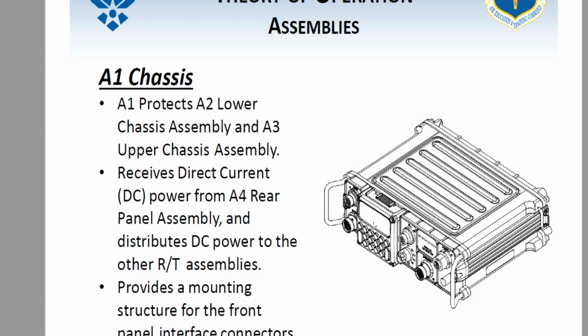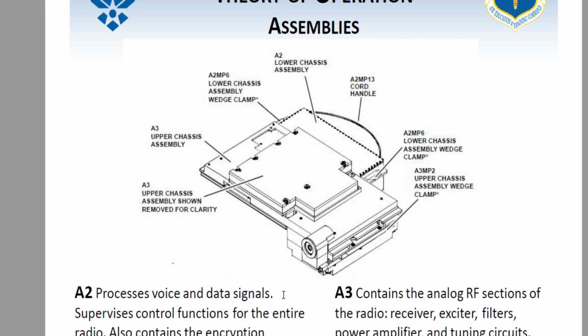Does anybody know what another name for the A5 KDU is? You do not. Anybody else? No? So it's the MMI. The MMI is another name for a man-machine interface. Then we'll talk about A2 next.